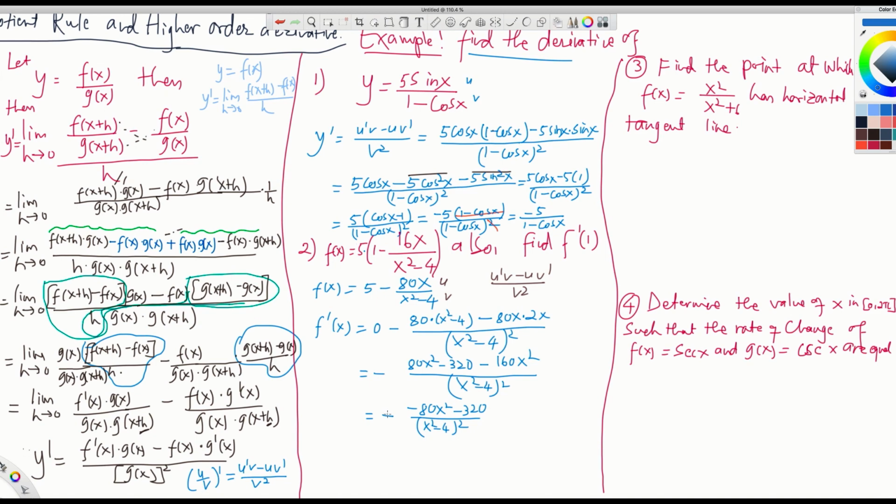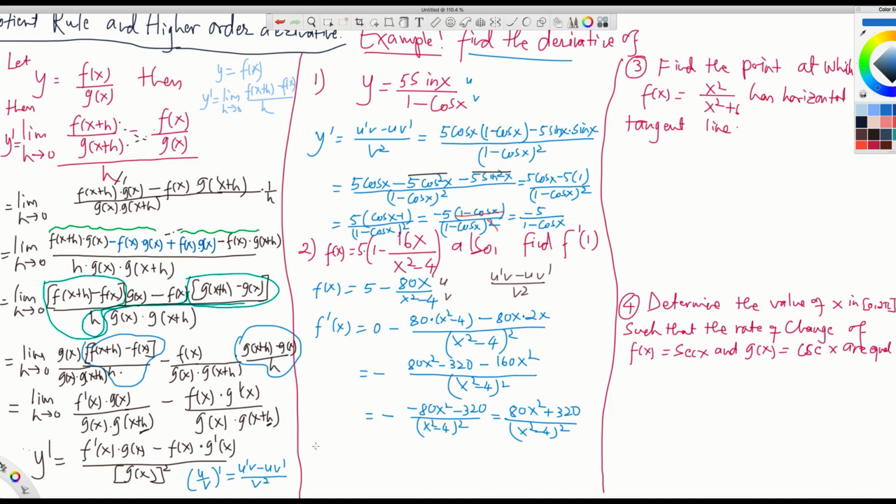But there is a negative, so I want to distribute this negative to both of these because this is common to all the terms, right? You can distribute on the top only or bottom only, but you don't distribute on top and bottom both. Okay, so that will be 80x squared plus 320. I'm distributing that negative sign to both of those, over x squared minus 4 squared.